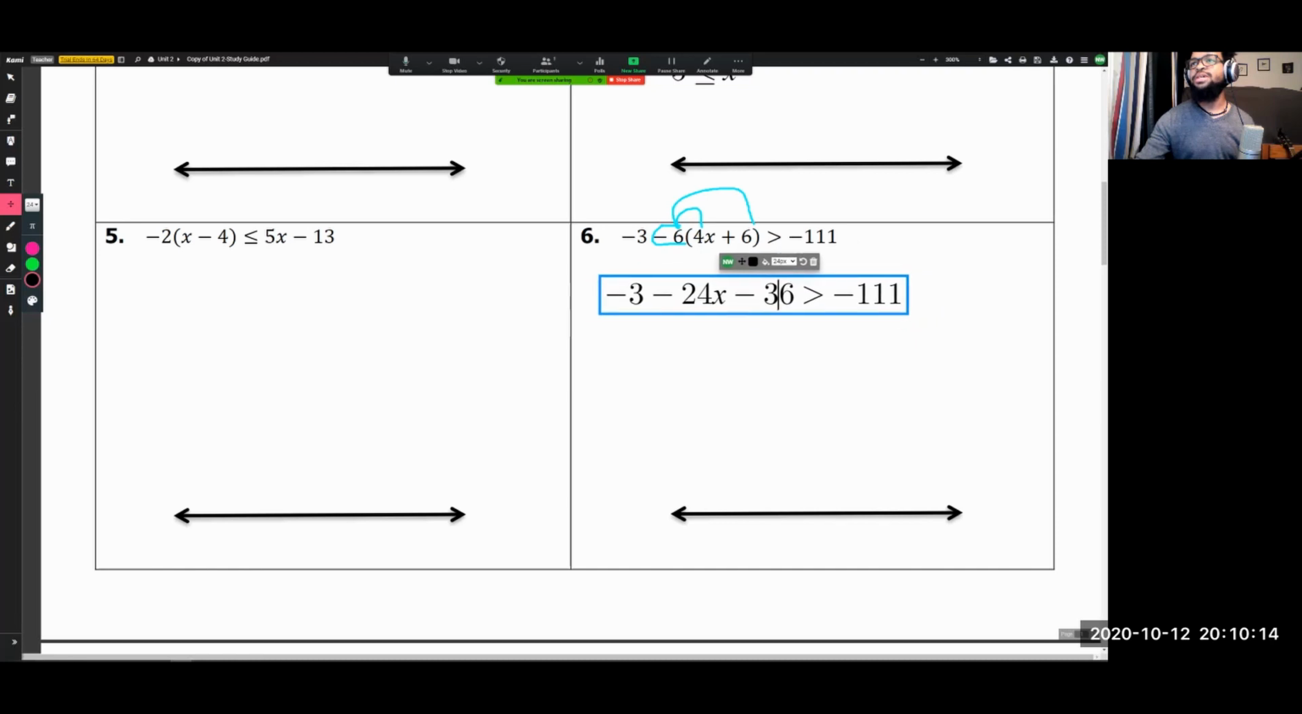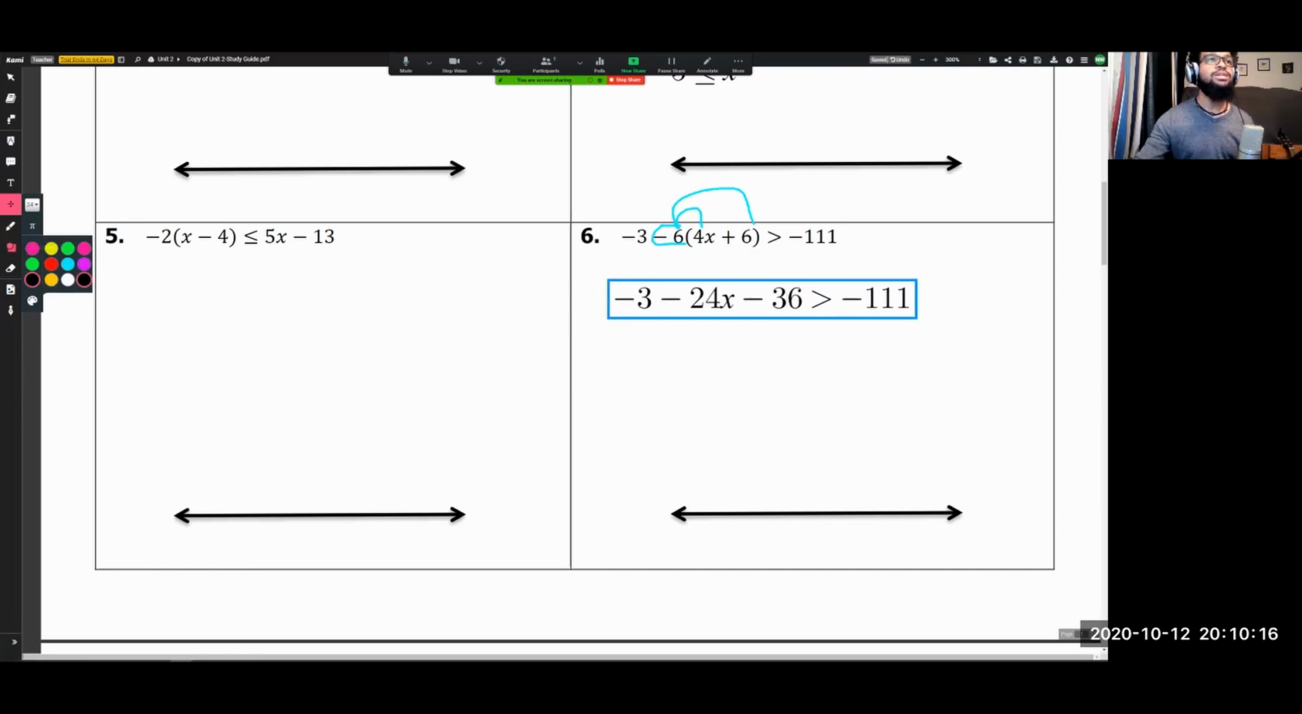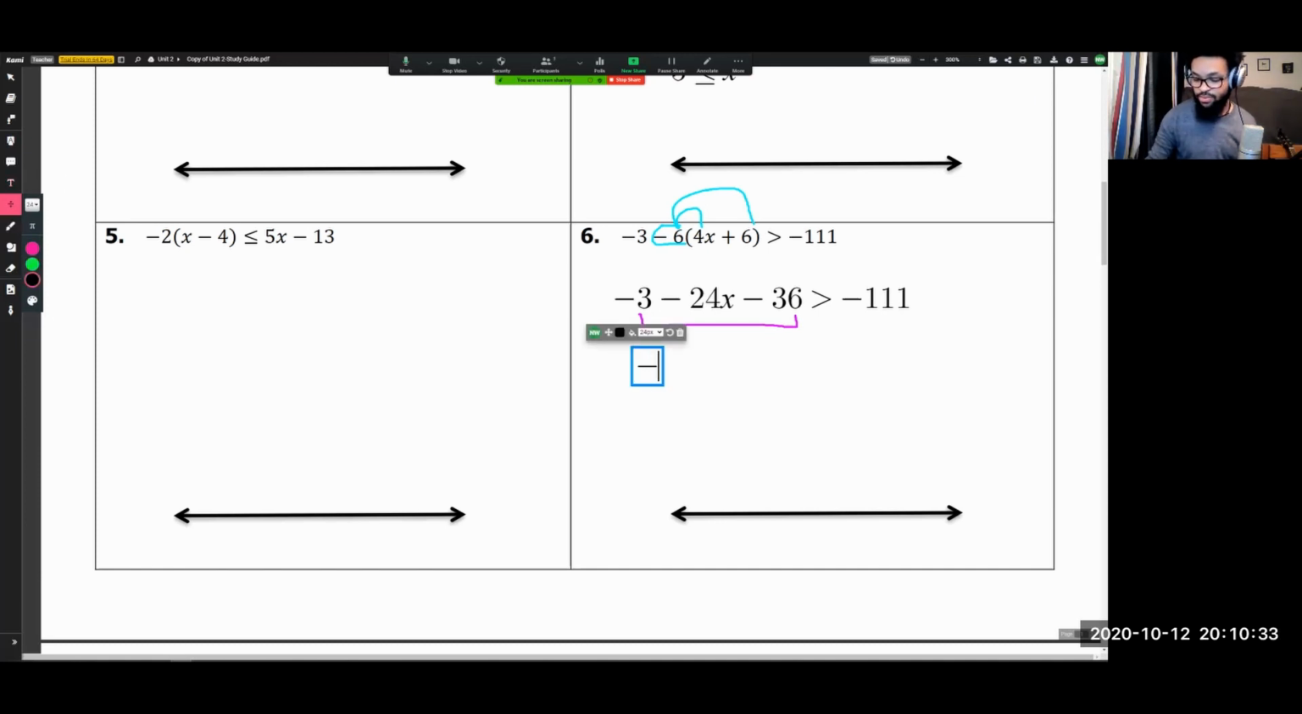You know what, just for GP, I'll keep on going. One of the things that you also need to be sure to do is that now that we have distributed, we're going to combine our like terms. We have a constant term here that's -3 and a constant term here that's -36. Now, when we combine those, what we get is this -39 minus 24x is less than -111.